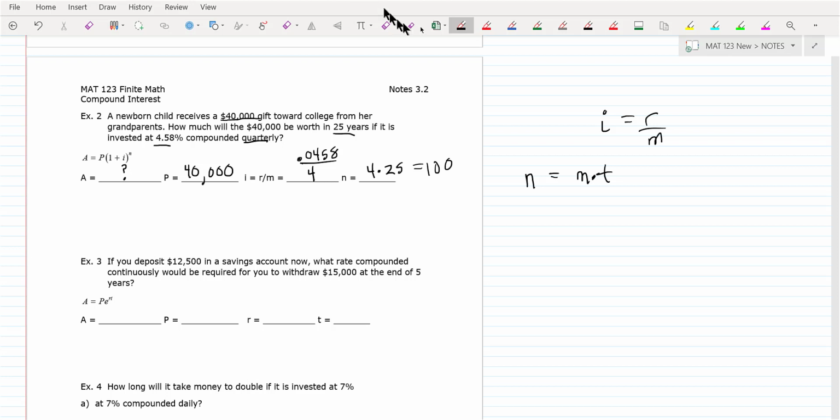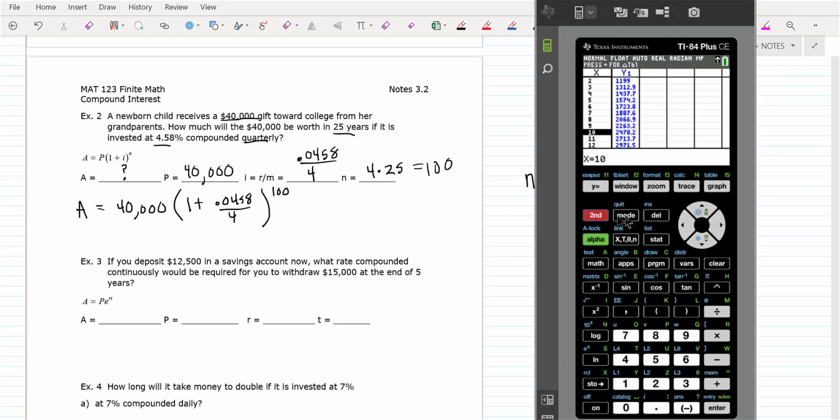Now when you put this together, you want to write it down like this. We say A is 40,000 times a set of parentheses, 1 plus 0.0458 over 4. Just let the calculator do that for you. And then that is to the 100th power. Then we go directly to the calculator, and you can pretty well do these problems, every one of them, all in one step.